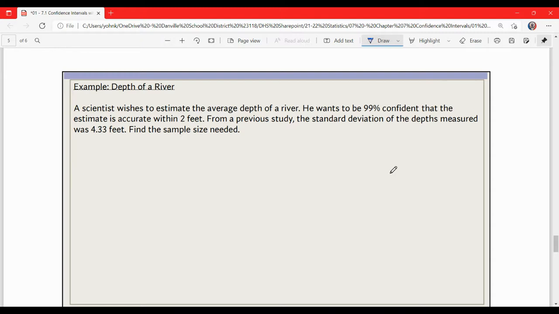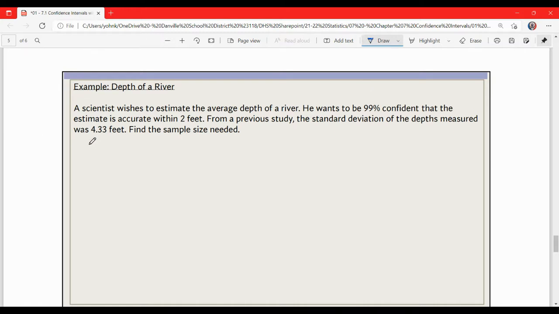So, a scientist wishes to estimate the average depth of a river. He wants to be 99% confident that the estimate is accurate within 2 feet. From a previous study, the standard deviation of the depths measured was 4.33 feet. Find the sample size needed.